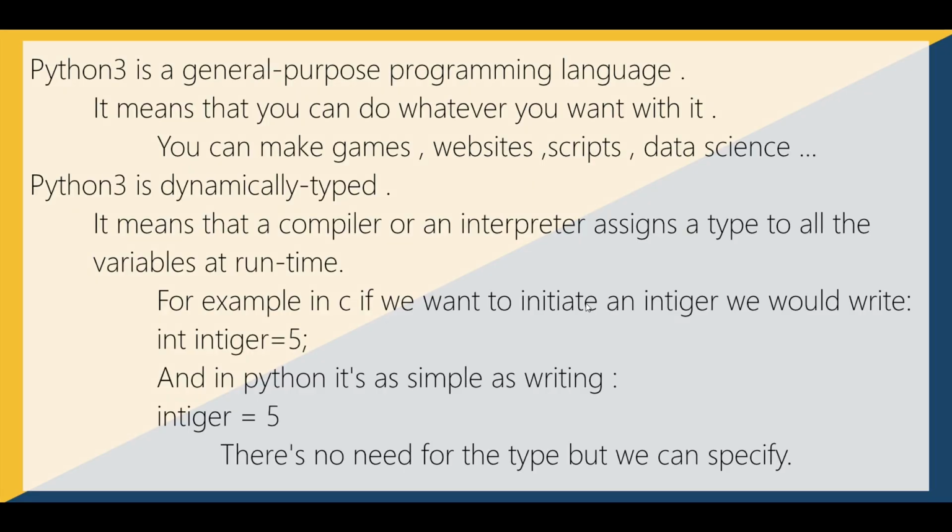And now let's continue with the definition of Python 3. Python 3 is a general-purpose programming language. What does that mean? It means that you can do whatever you want with it, okay? You can make games, websites, scripts, and you can do data science with it. So it is not built for one and only one thing. For example, let's take a look at the SQL language, if you know it. SQL is specially for databases, for manipulating a database and working with it.